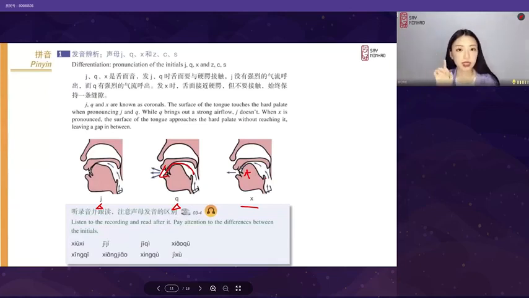Now, listen and read after me, okay? Listen and read after me with this. Let's try to practice these initials. First one is 休息. 休息, it means to rest. 休息, 息 is the neutral tone, okay? 休息.